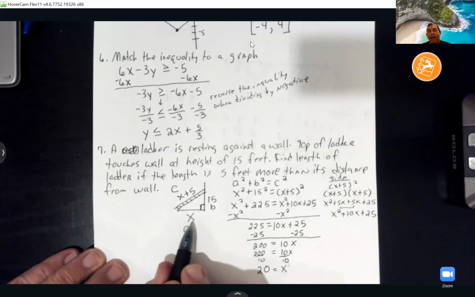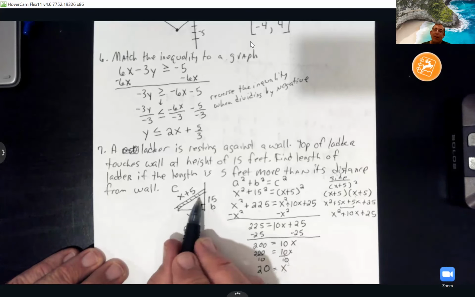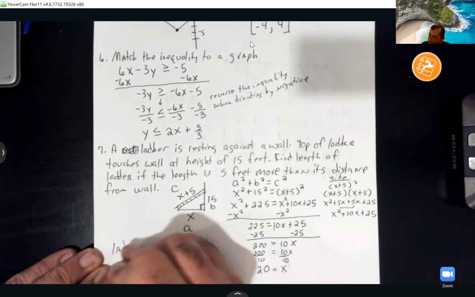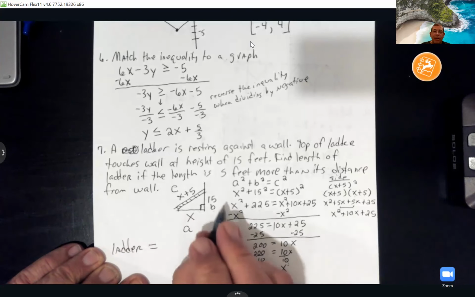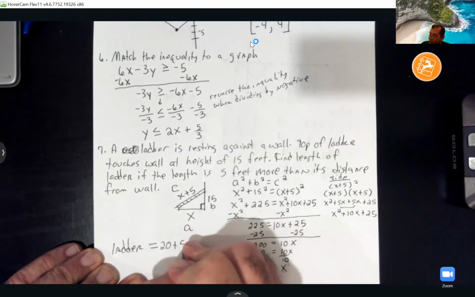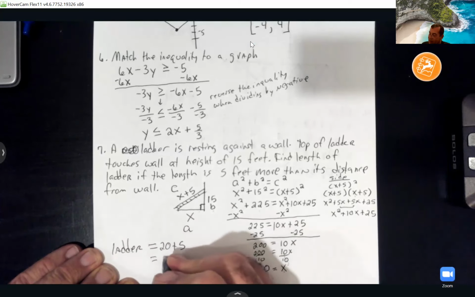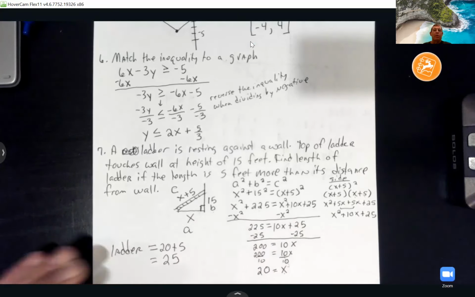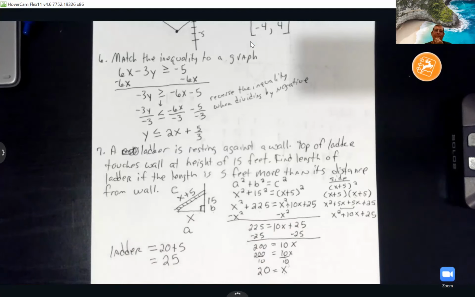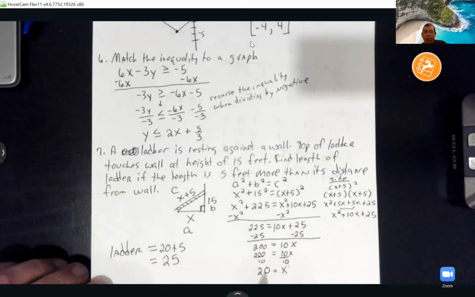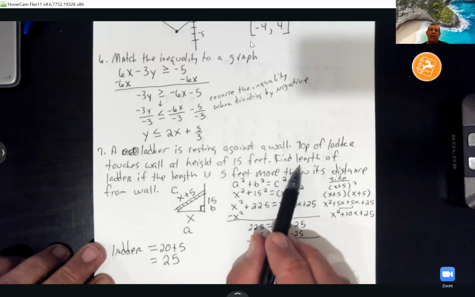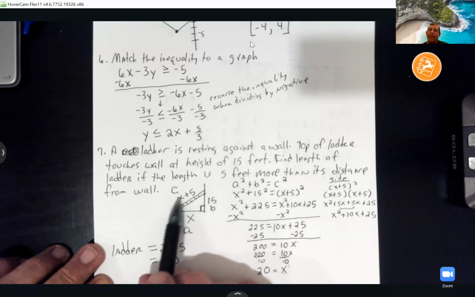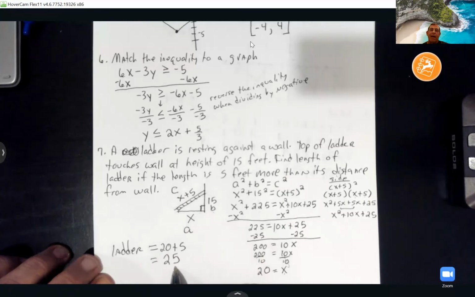But y'all, they didn't ask me how long is x. They asked how long is that ladder. So the ladder equaled x plus 5, which is 20 plus 5. So our ladder is going to be 25 feet long. So y'all remember, do not stop when you get to x. Remember, they want to know the length of my ladder, so you definitely got to plug it in and get that 20 plus 5 to get your 25 there, okay?